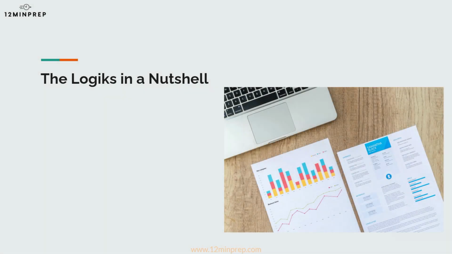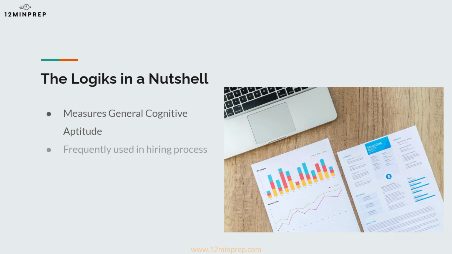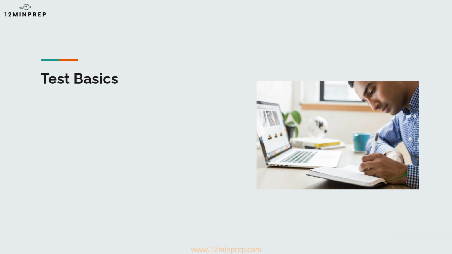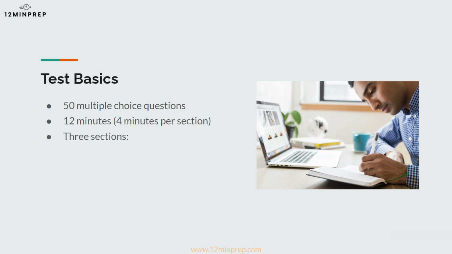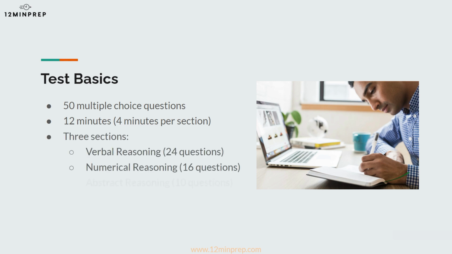Let's start. The Logiks General Intermediate Test is an aptitude test that measures general cognitive ability. It is frequently used for pre-employment purposes, and it is said to be a predictor of future job performance. The test contains a total of 50 multiple-choice questions and takes 12 minutes to complete. It is broken into 3 4-minute sections: verbal reasoning, numerical reasoning, and abstract reasoning.